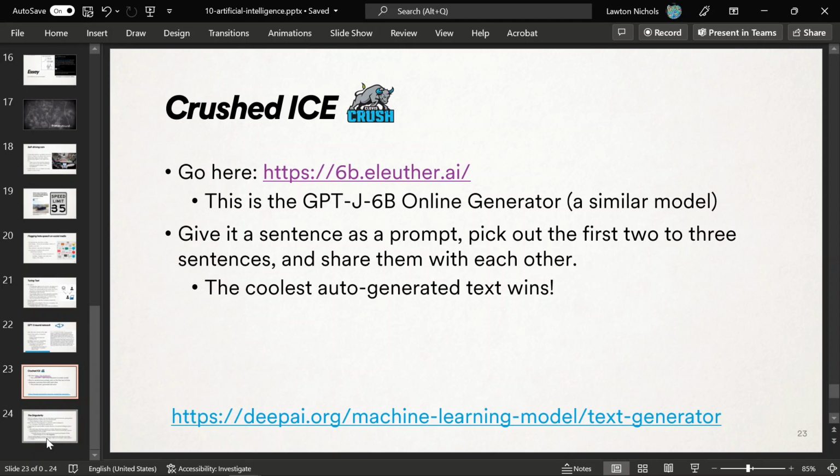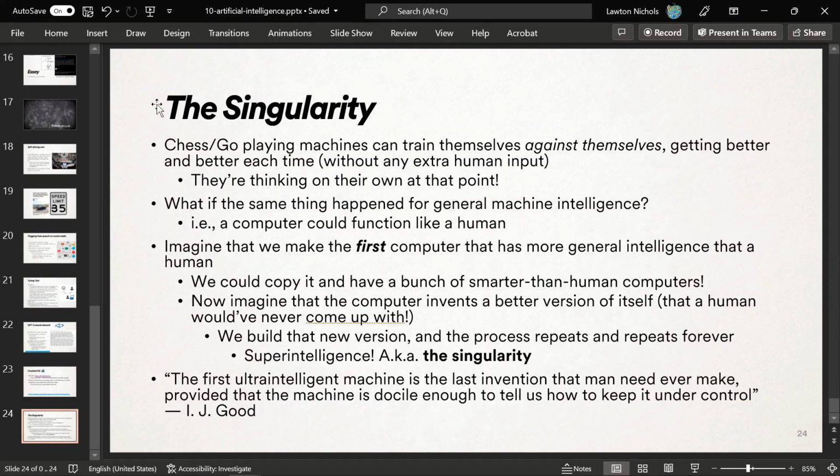The last thing in these slides that I want to talk about today is called the singularity. So just in case you haven't heard of this very odd, maybe sad topic, let me show it to you now. So let's talk about computers getting smart. So we talked about chess and Go, where that artificial intelligence software was able to play against itself to get better. It was able to train against itself because it knew all the rules, right? And it got better each time. It did not need any extra human input. That's key. So that means that the AIs were thinking on their own, trying to become better AIs, superhuman, right?